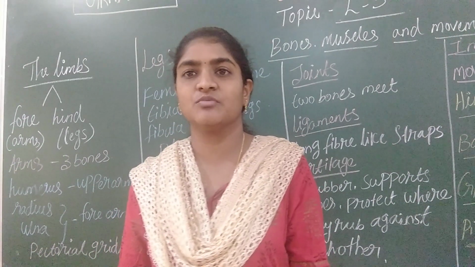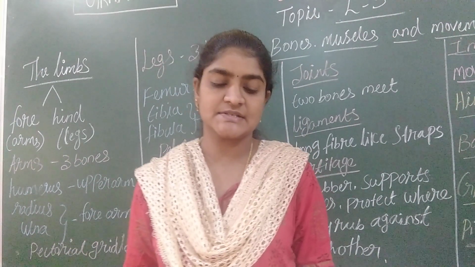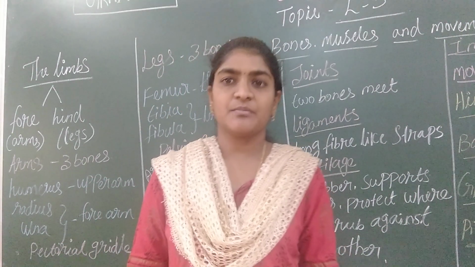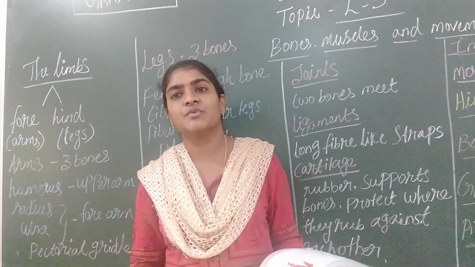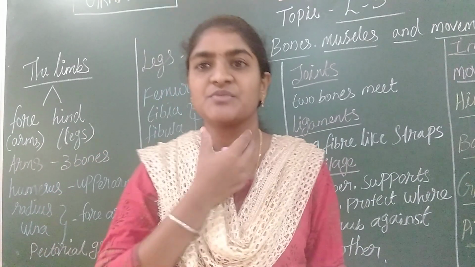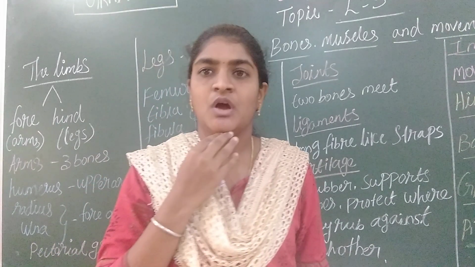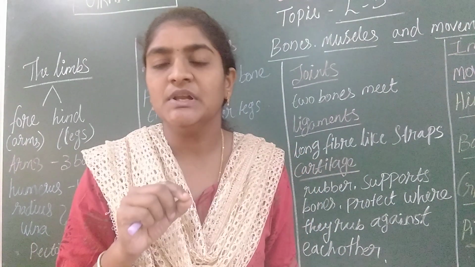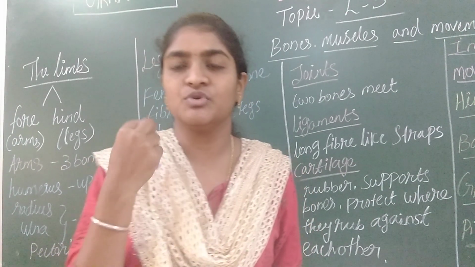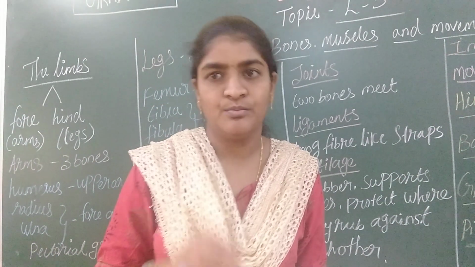Next, I explained the skeleton. The skeleton is divided into 3 groups, that is skull, backbone and rib cage, and limbs. I explained the skull. The skull is made up of 22 bones. The 8 bones are joined to form the cranium and the remaining 12 bones form the facial bones. Only one bone is movable, that is called the lower jaw. We are able to talk and eat food because of this lower jaw. It is a movable bone.